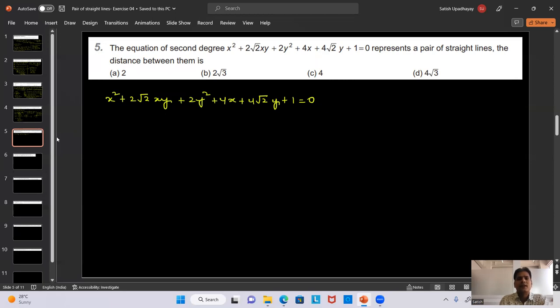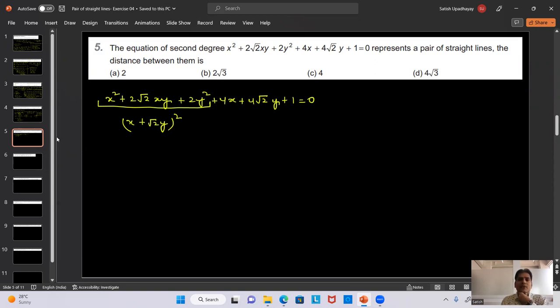So what we can do, we can individually write the equation of straight lines, right? What is my approach? I'm going to write the equation of the straight lines individually, okay? So if you observe this, x square plus 2 root 2 xy plus 2y square is nothing but x plus root 2y, the whole square. This complete thing, right? That will be this thing.